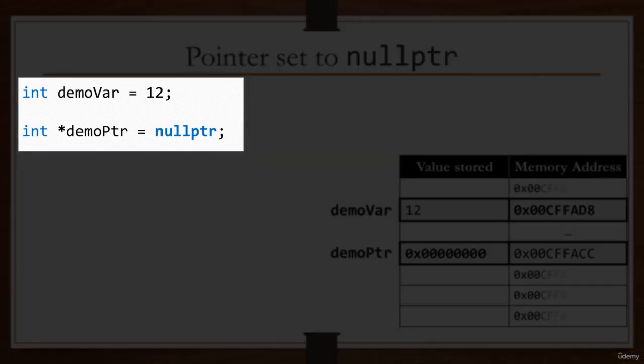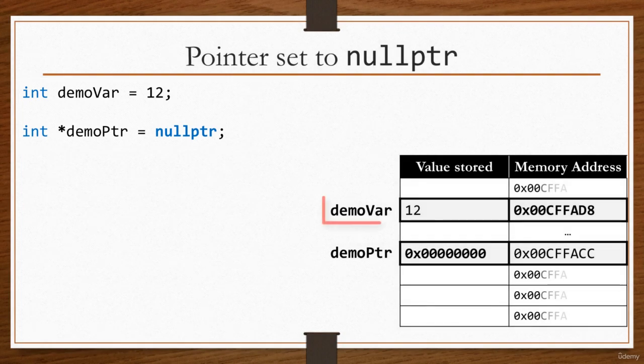So here I declare demo var, I set that to 12, and then I declare a pointer called demo ptr, and I initialize that to null pointer. So the value of demo var, and you can see in the table to the right here, the value of demo var is 12, but the value stored in demo pointer is just 0. It's not really a valid memory address, but it basically means, okay, this pointer points nowhere, instead of just pointing anywhere. You will also notice in the second column that both the demo variable and the demo pointer each have their own address in memory, so they are both variables and they both have their own address in memory.